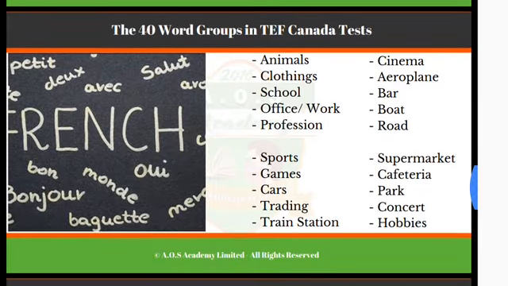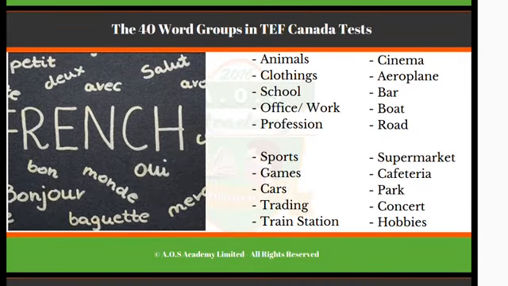Now, let's move on to some tips that I want you to know before we go into the mainstream TEF Canada course. The first one is the 40 word groups in the TEF Canada test. You need to note that there are some groups of words that you just need to know. For instance, animals. Know about 40 or 50 animals in the animal kingdom in French, with their French words, and you would see that the TEF Canada test is simple for you to pass. Clothings.